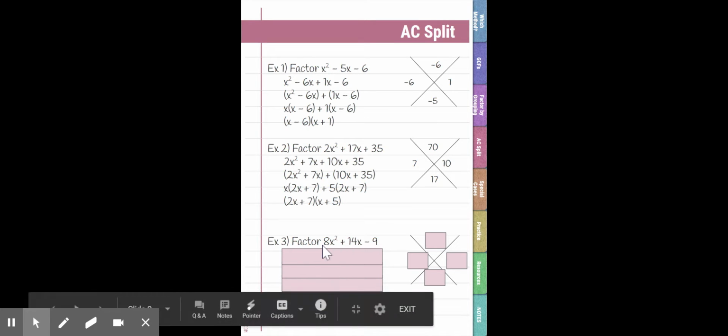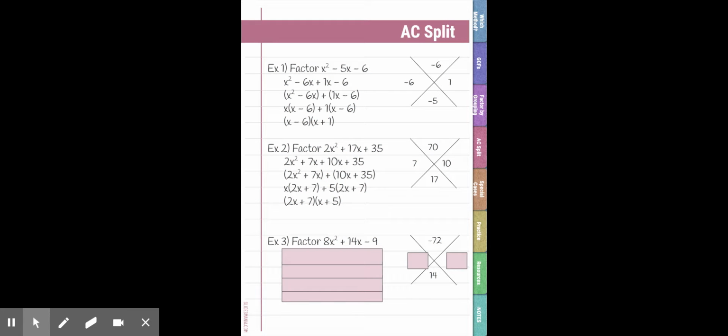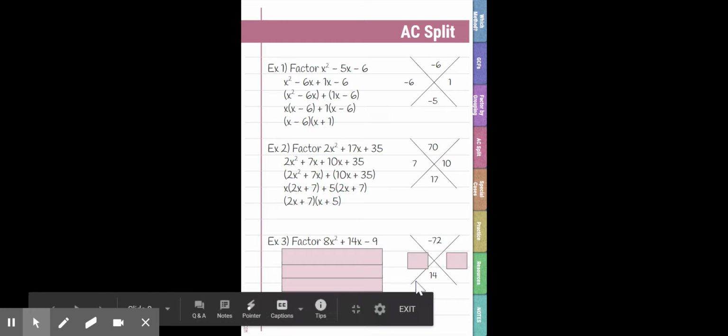Okay, last one, same idea. 8 times negative 9 goes on top. 14 goes on bottom. This one took a little bit more work to find my numbers, and I actually just listed out 1 times 72, 2 times 36, 3 times 24, 4 times 18. And I knew if I had a negative 4 and an 18, I could get a positive 14. That's the trickiest part of these.